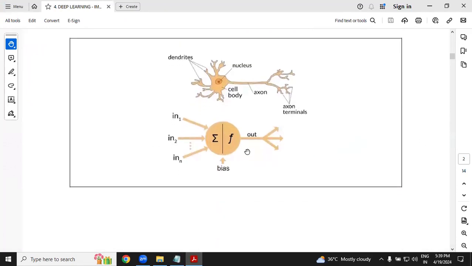I will tell you, there is a summation function, there is an activation function, a bias value, and the output. Today you will understand what all these things are.